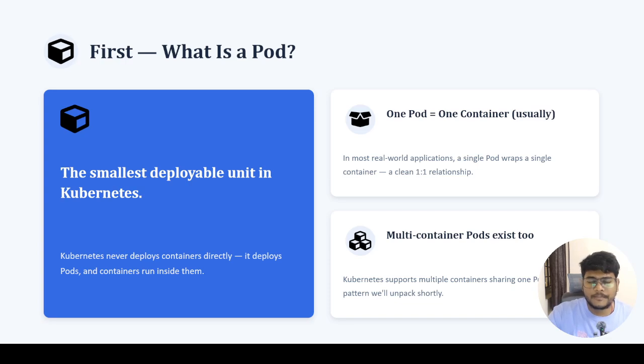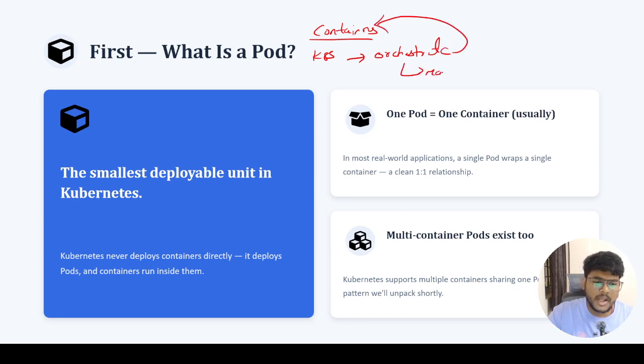Whenever you work with Docker, there basically we have containers, right? And what is Kubernetes? Kubernetes is nothing but a tool which is used to orchestrate. What does it orchestrate? It orchestrates the containers. Orchestration is nothing but management, you can say. So Kubernetes is basically used to manage the containers, right?